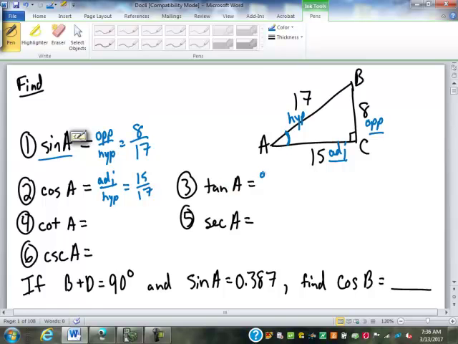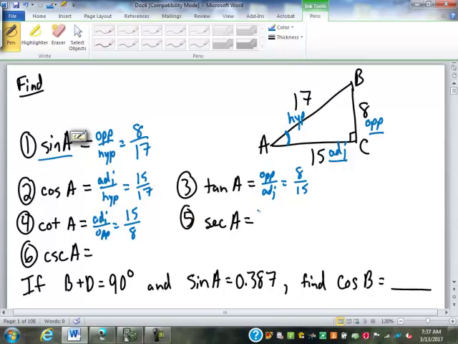Tangent of A. Tangent is opposite over adjacent. So what sides are we looking at? 8 over 15. Good. Cotangent is adjacent over opposite. So we're looking at adjacent side's 15, opposite is 8. So 15 over 8. Of course, you could reduce that, but I'm not going to worry about it right now.